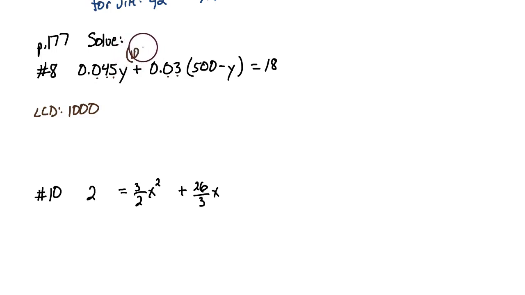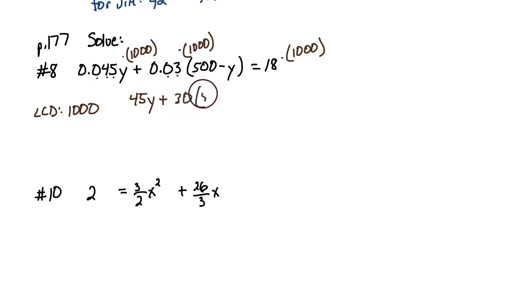Let's times everything by 1,000 to remove the decimals. So we're timesing this first term by 1,000. We're timesing this middle area by 1,000. And we're timesing the 18 by 1,000. That cancels away the decimal, creating a regular 45y. 0.03 times 1,000 is 30. And 18 times 1,000 is 18,000.